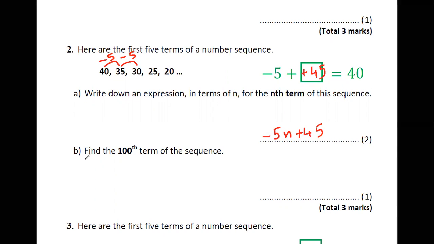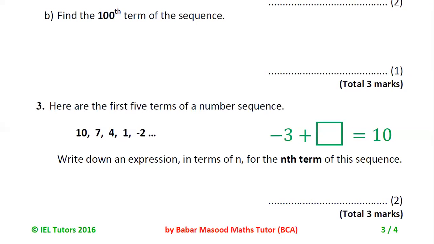Moving to part B, it says find the 100th term of the sequence. Again, it's an easy peasy thing. I'm going to write -5 lots of 100 and then add 45. It's going to give me -500 plus 45. We have to be a bit careful here. It's not 500 add 45, it's -500 add 45. So that's why I'm going to get -455.